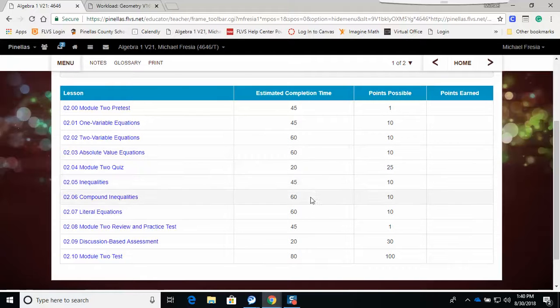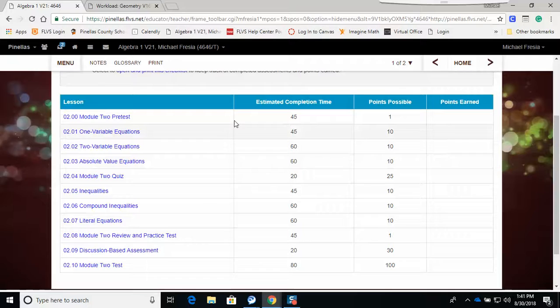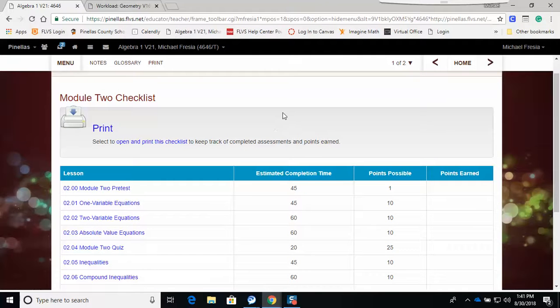And we keep going, inequalities, compound inequalities, time to complete. Most of this is pretty generic, all right? You should be able to finish everything in about 9 to 10 hours for Module 2. Apologize, not days. All right, so you can print that out, and we're going to go back to the home page.